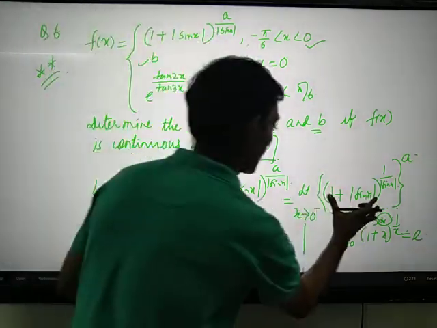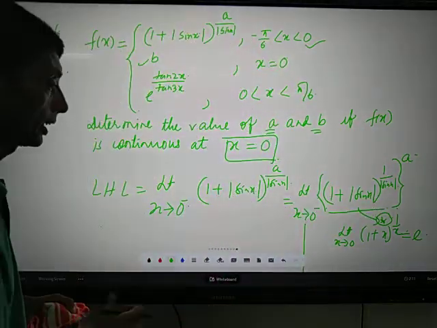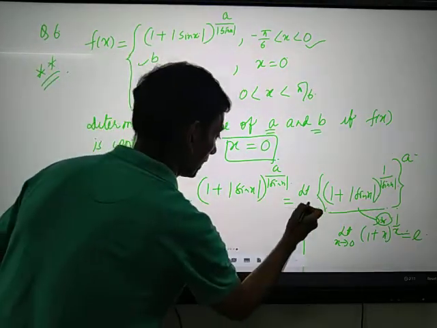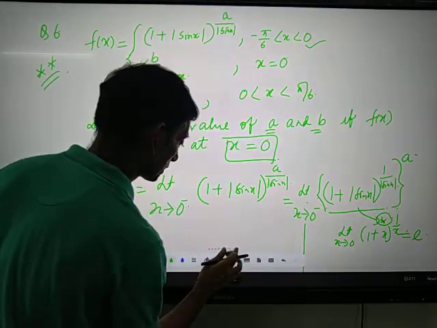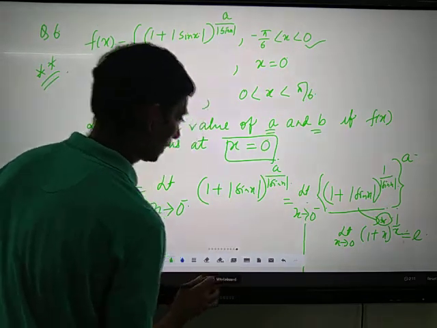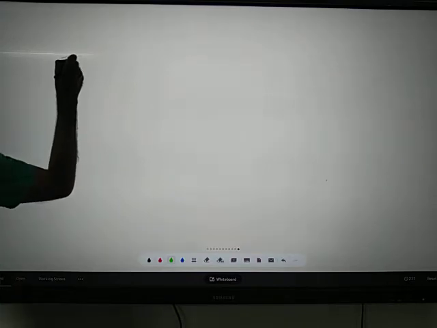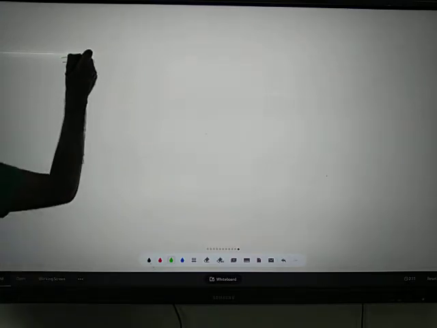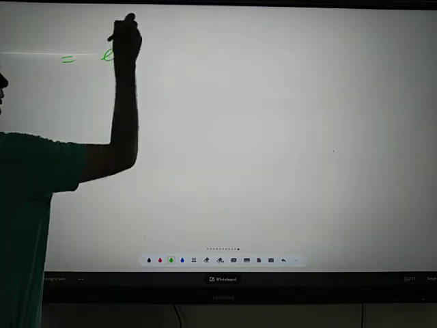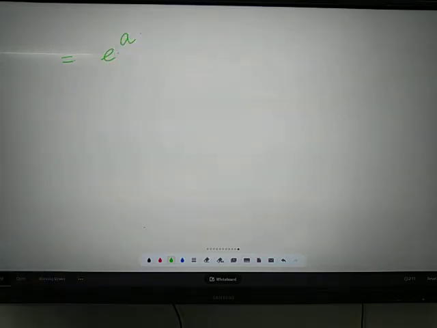So therefore, this can be replaced by e. Okay, if we replace this by e, we can just write this value. Next page. If we take the limit, we can write this is equal to e to the power a. So the limit will be e to the power a.